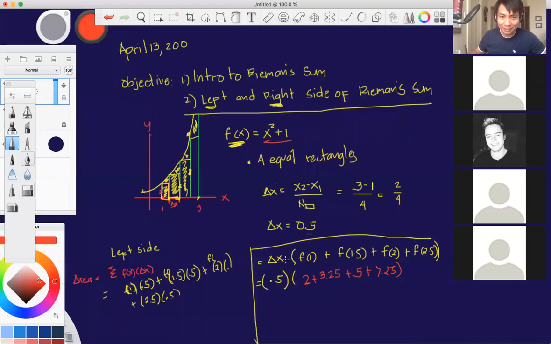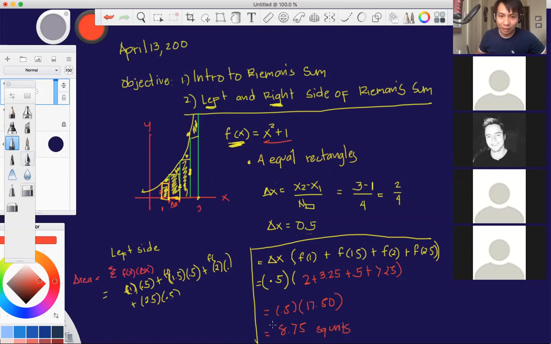What would that give us, guys? Anybody? You got 17.5 for all of this, but you still have 0.5 multiplied by it. So what would that give us? 8.75. Very good. So you'll have an 8.75. So again, guys, it's an approximation. So that's 8.75 units squared.